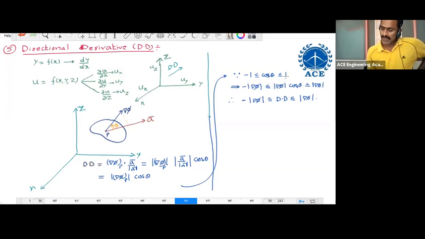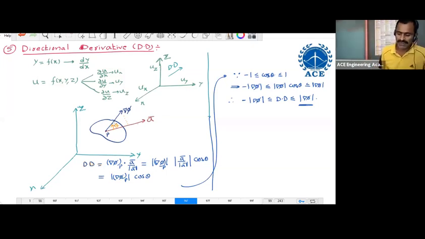And this maximum 1 occurs for cos when theta equals 0 only. In the same way, this maximum value modulus of del phi occurs for the directional derivative when theta equals 0 only. Now see this figure. When theta equals 0, what happens here in this figure? Theta equals 0, this direction vector a bar coincides with the normal vector del phi. So this maximum occurs when theta equals 0. In this case, this direction vector coincides with del phi. So from this we can say that the maximum occurs in the direction of the normal, because a bar is the same as del phi when theta equals 0.